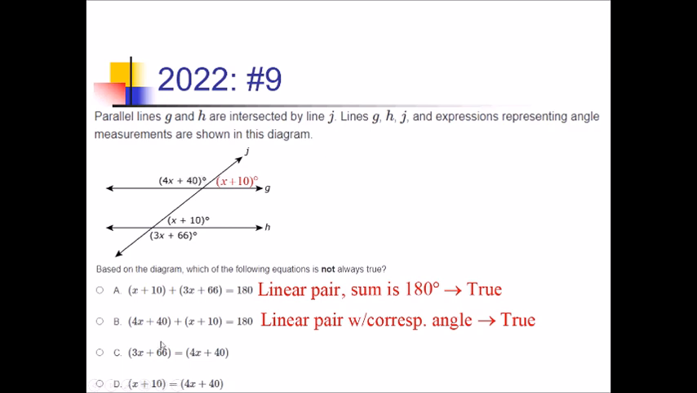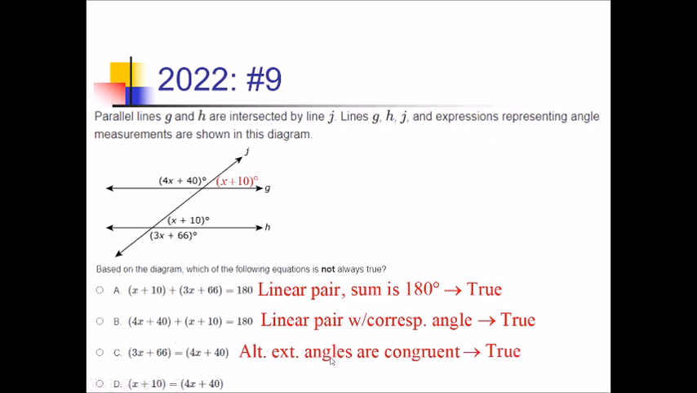Moving on to 3x plus 66 equals 4x plus 40. That's, let's see, this angle here and this angle up here. Now these angles are alternate exterior angles, and there is a proof with a theorem that says that those are always going to be congruent. So this is a true statement. Those are always going to be congruent.